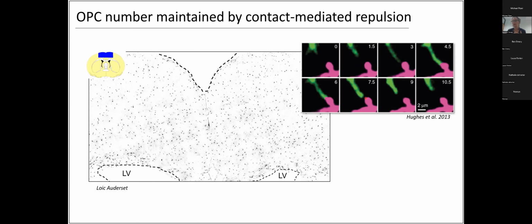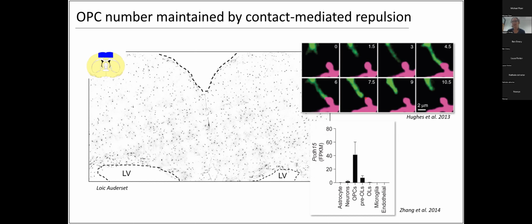So my team was wondering, what are the key signals that might be responsible for regulating this function in OPCs? We looked at some RNA sequencing data that was available from the Barres lab, and we found that protocadherin 15, a member of the cadherin superfamily of calcium-dependent adhesion molecules, was highly expressed by OPCs, but also quite selectively expressed by OPCs. So we thought maybe this is a key signaling molecule in this contact-mediated signaling.